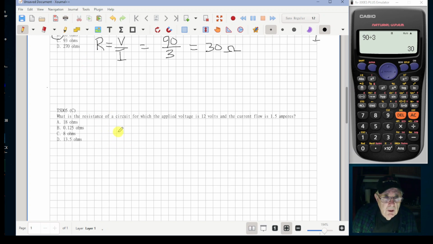All right, same thing. Start by writing the formula down. Resistance is equal to the voltage divided by the current. Then fill in your values. That way, if you make a mistake, you can go back into your work and maybe find out where it is.